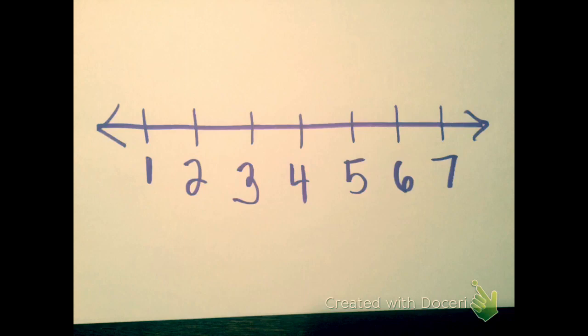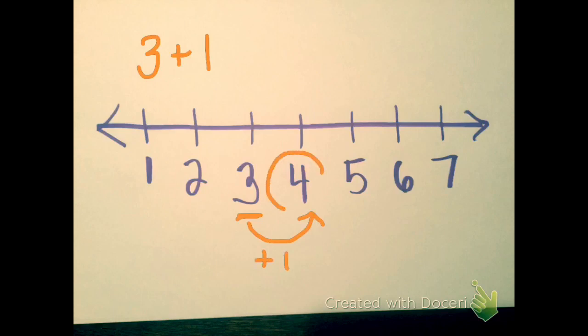So let's say I'm trying to figure out 3 plus 1. In my head, I'm thinking about the number 3, and then I'm thinking, what's the next number? What's 1 more than 3? And I land on 4. So I know that 3 plus 1 equals 4.